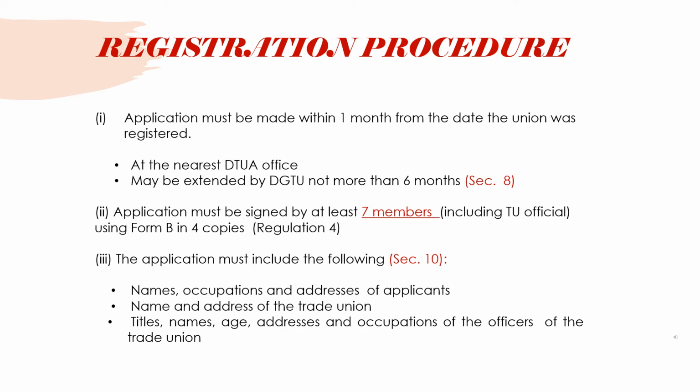The application must include the following: names, occupations and addresses of applicants, name and address of the trade union, titles, names, age, addresses and occupations of the officers of the trade unions.